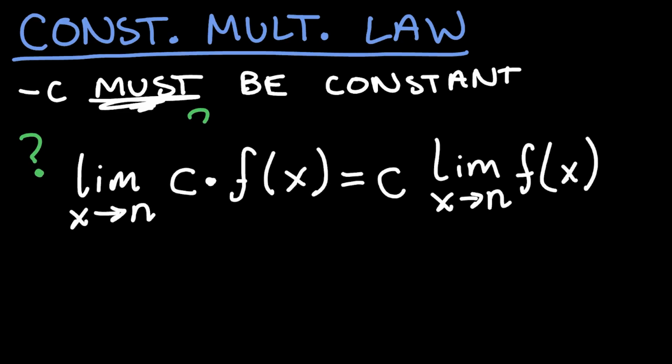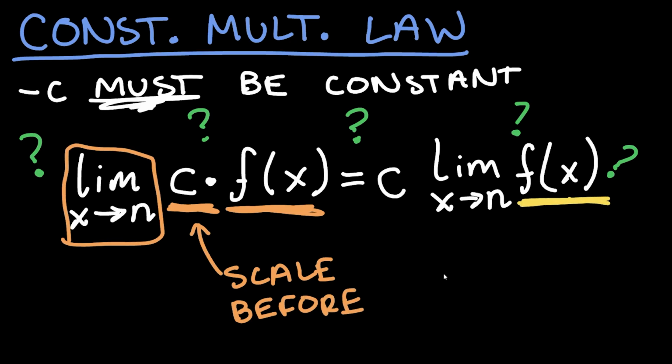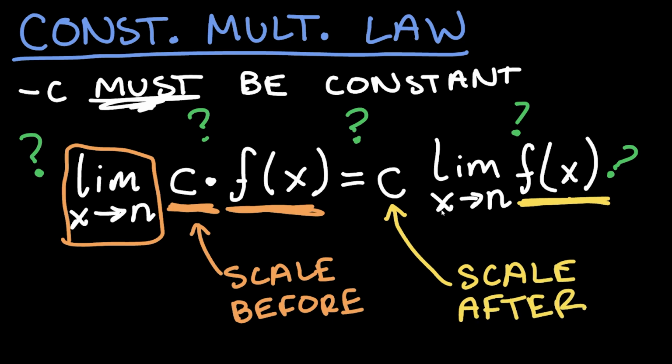So what's the logic behind this here? What is this basically saying? Basically what it's saying is if you have a function and you decide to scale it up before you take the limit, then mathematically, that is the same as you scaling it after you take the limit.